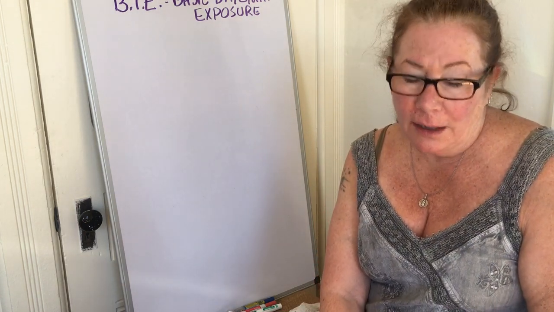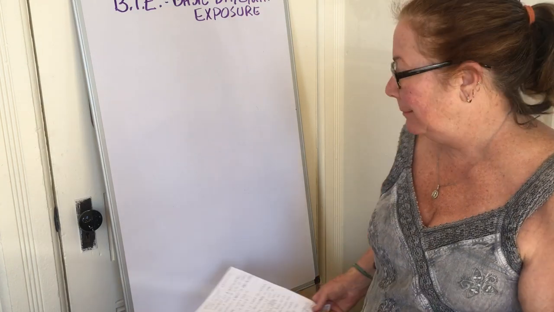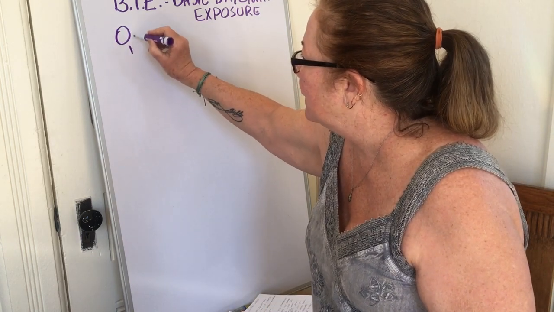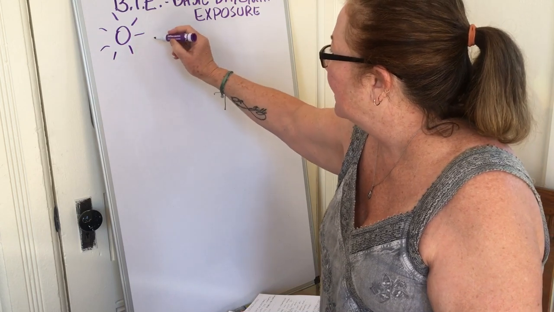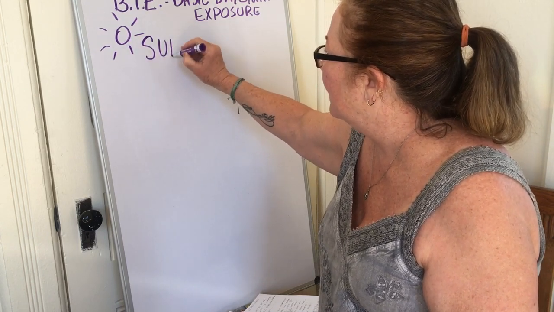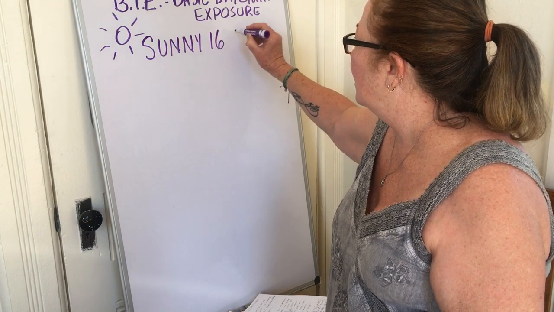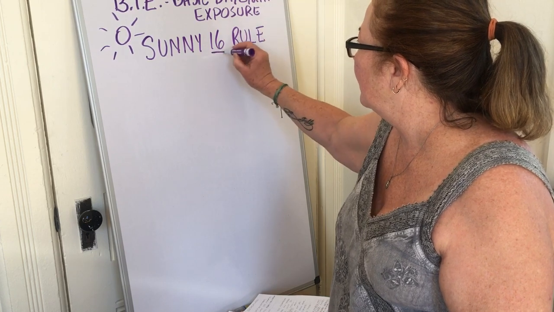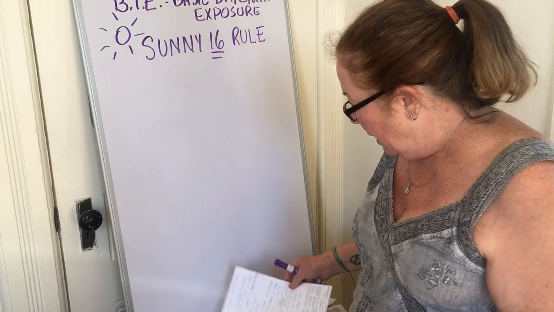It's called the, wait for it, you guessed it, guys. Just what we talked about last lecture. It's called the Sunny 16 Rule. Right. So it's pretty straightforward.